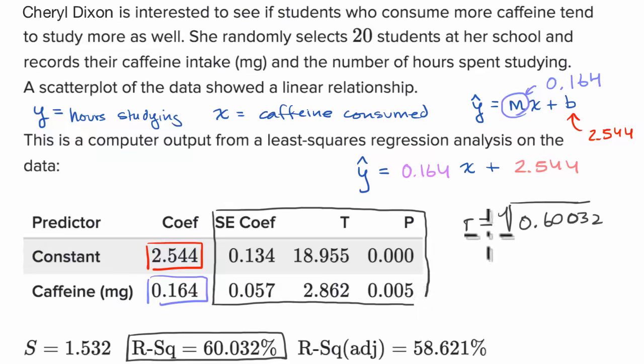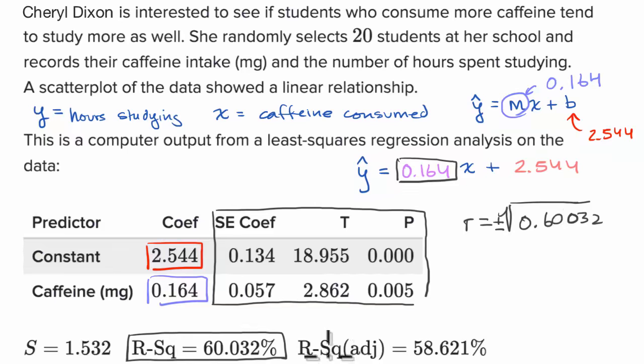But you might say, well, how do we know if r is a positive square root or the negative square root of that? R can take on values between -1 and +1. And the answer is you would look at the slope here. We have a positive slope, which tells us that r is going to be positive. If we had a negative slope, then we would take the negative square root.